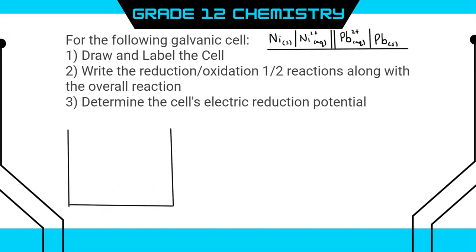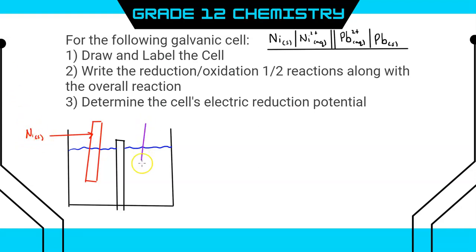And right here, I am going to draw our porous barrier. So there's our porous barrier. Right, now we need a metal in each. So the first side, or the left side, we have nickel. So that's going to be our solid nickel. And the other side, we have lead. So that's going to be our solid lead. And then, of course, coming from these, we are going to have in solution our nickel aqueous ions and our lead aqueous ions.